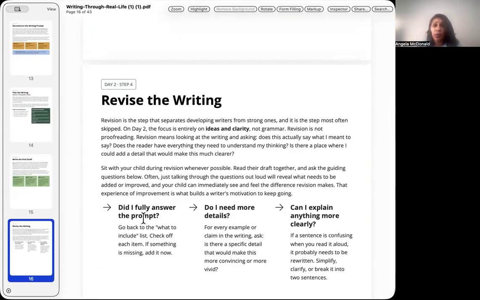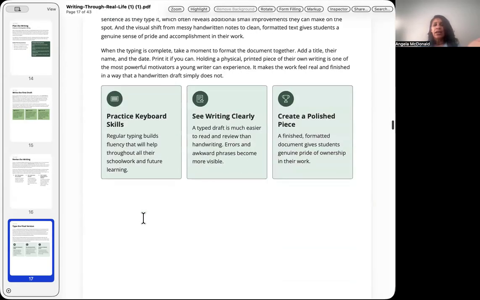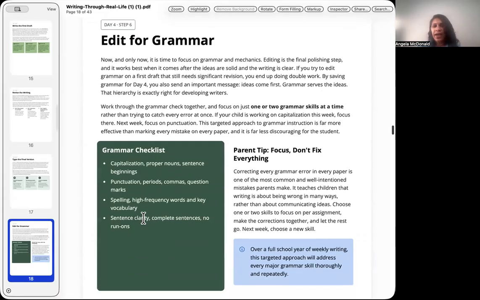My advice would be, just like we're planning today, look through it before you go into it. I know your child. You don't have a classroom of kids. You have a few kids. You know where they may struggle, so you will know what parts you need to really hone in on when you're going through the process. And then again, they type the final version and then we edit it for grammar.